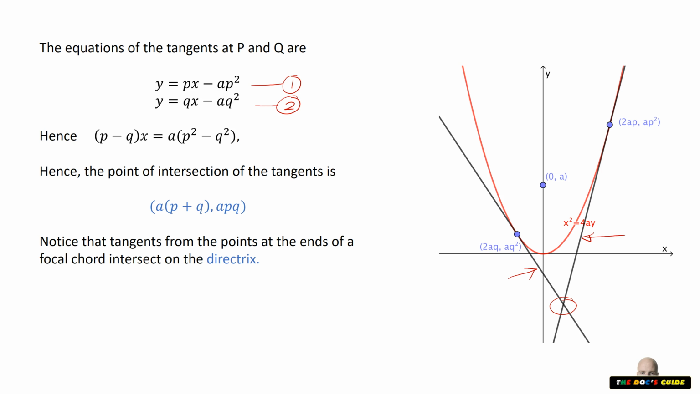What we can notice is that the tangents from the points at the ends of a focal chord intersect on the directrix. Now, where did I get that? Remember, we said if we have a chord joining these 2 points here, and if it passes through the focus, then pq is -1. So that means that the y value of our point of intersection will be -a, which is exactly on the directrix, y equals -a.